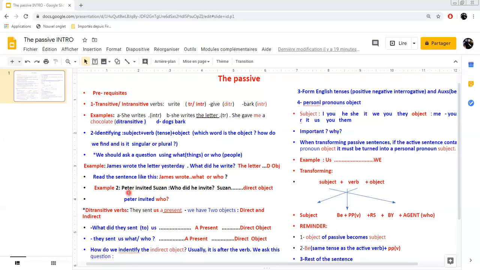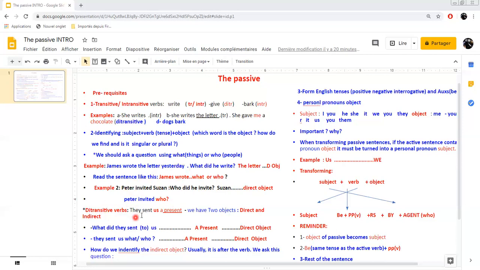The second example, we say Peter invited Susan. So what is the object here? We say, who did he invite? So the answer is Susan. So Susan is the direct object, of course. Or if you cannot ask this question, you say, Peter invited who? So the answer is the direct object, of course.